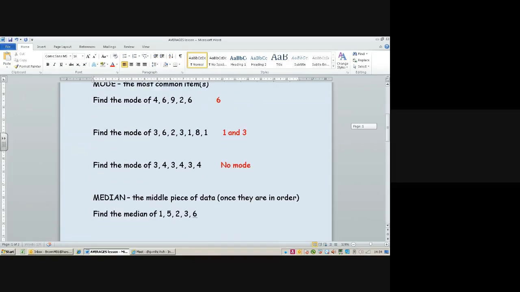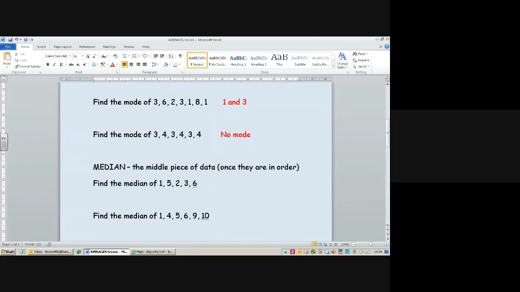Second average, which is median. It's the middle piece of data once you've put them in order. And it's a really useful average because what it does is it ignores any really, really big or really, really small numbers. They don't affect the median. The median is literally just the one in the middle.